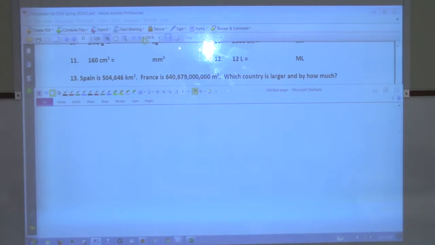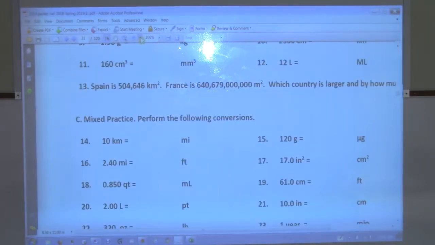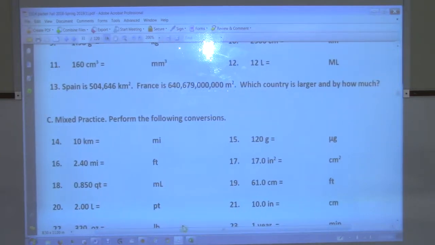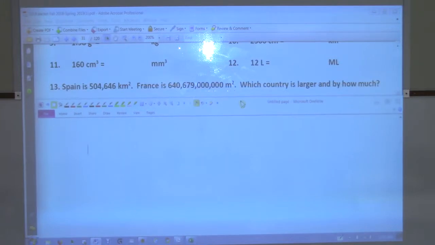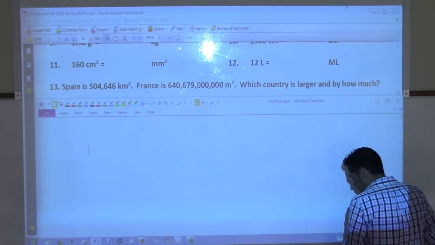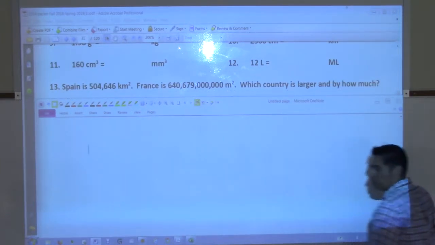Okay, I think everyone can see this. Let me make that a little bit bigger. Spain is 504,646 square kilometers, and France is, what is that? 640,679,000,000 square meters. So which one is bigger?